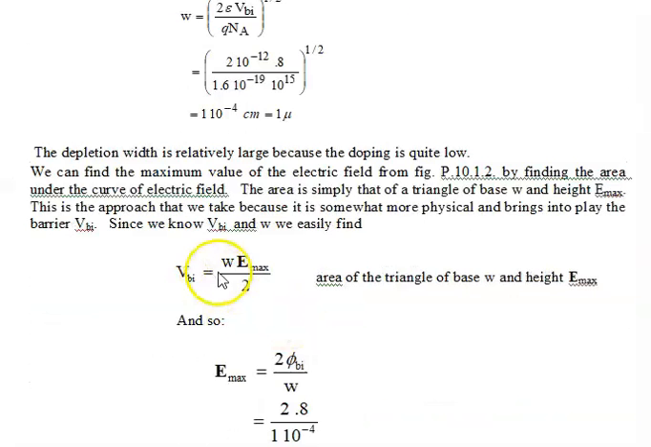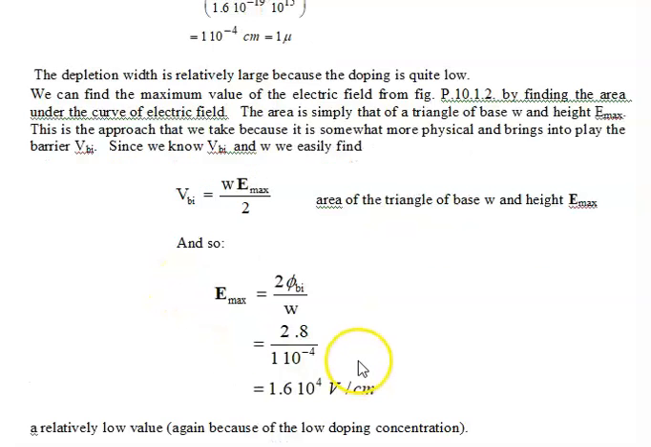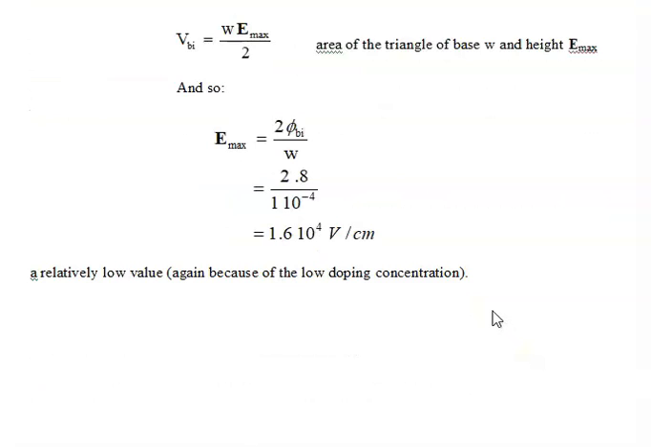Find the electric field. We know W, we know VBI, so we put all that stuff in, and we find 2 times 0.8, and the depletion region is 1 micron, which is 10 to the minus 4th centimeters, so we find 1.6 times 10 to the 4th volts per centimeter. I would say it's not a relatively low value. It's a typical value.